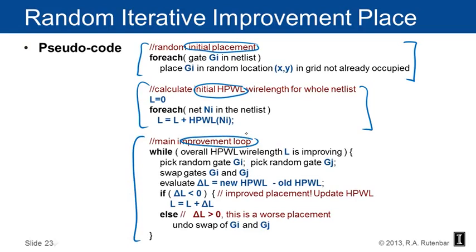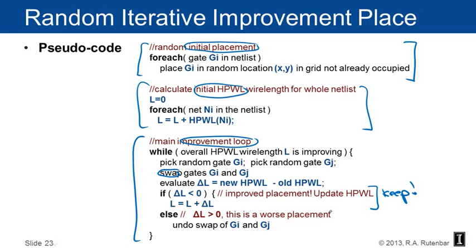The improvement loop just says, while the overall wire length L is improving, pick a random gate Gi, a random gate Gj, swap the gates, and evaluate the change in the wire length, delta L. There are two key parts here. If delta L is less than 0, I have just improved the quality of my placement, because I swapped two gates and the wire length got better. Please keep that. So if delta L is less than 0, L equals L plus delta L. I update the wire length to remember the fact that I improved things.